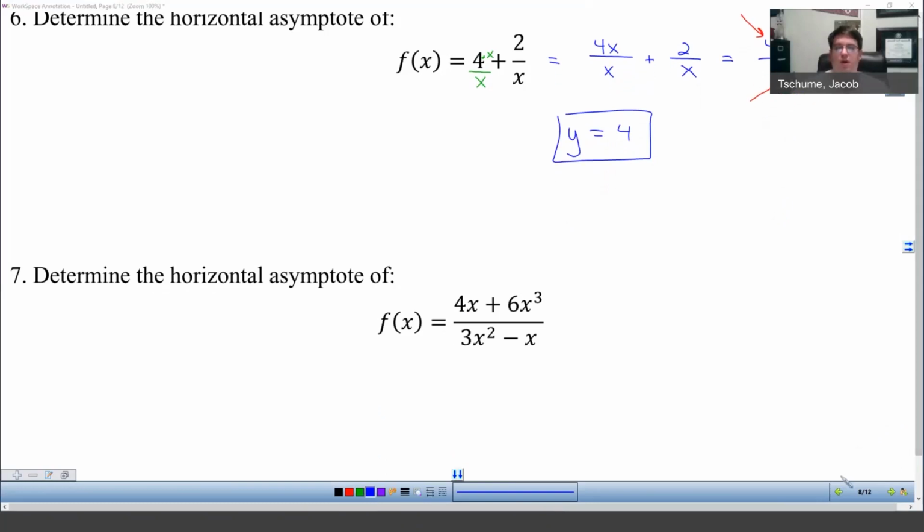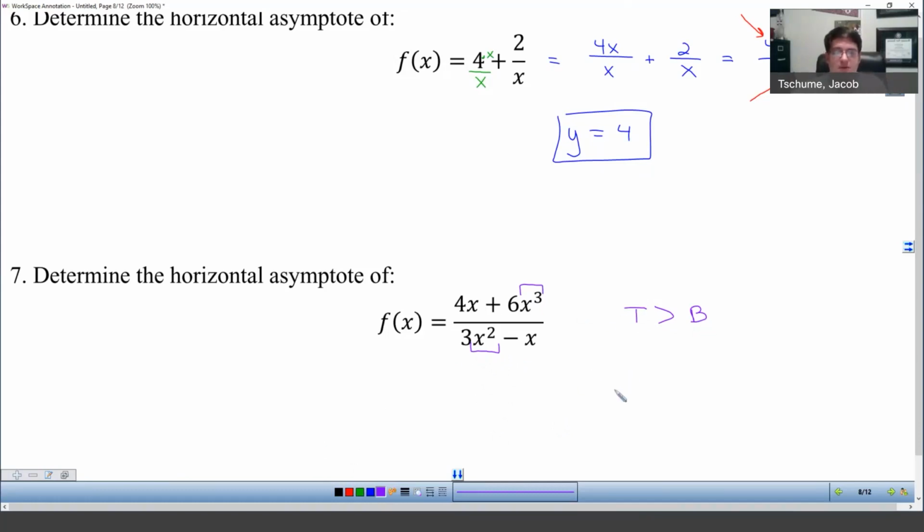Number 7, what if f of x is 4x plus 6x cubed divided by 3x squared minus x? So if you look for the highest power on top and bottom, the highest power on top is actually this x cubed, and the highest power on the bottom is actually this x squared. So in this example, your power on top is very easily seen to be bigger than the biggest power on the bottom. That's good news. This is rule number 1 that I showed you a few slides ago.